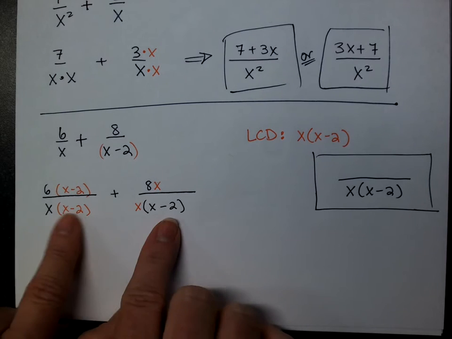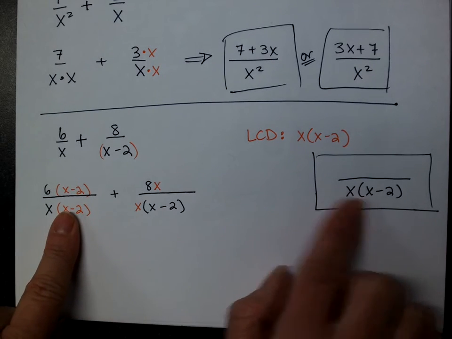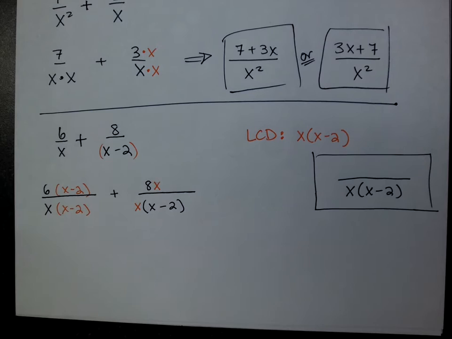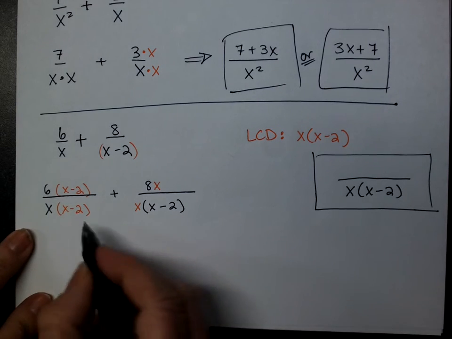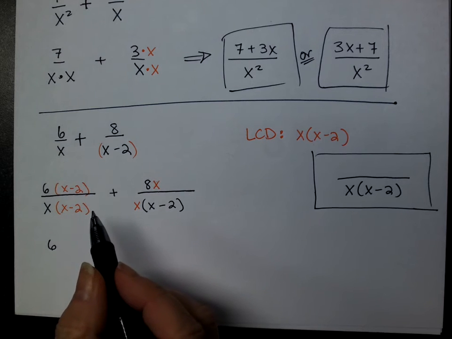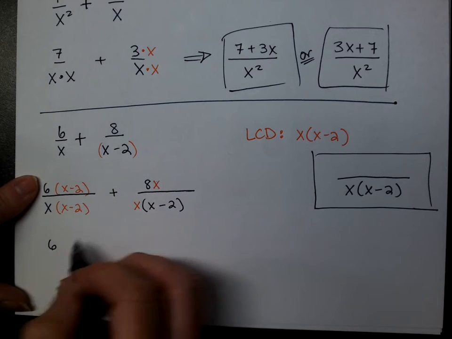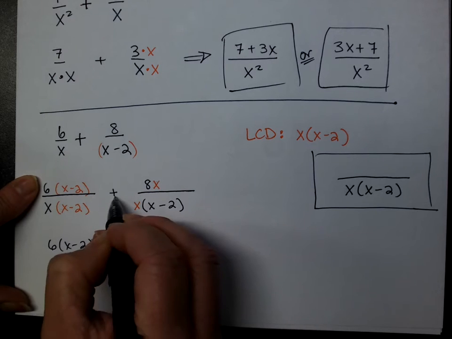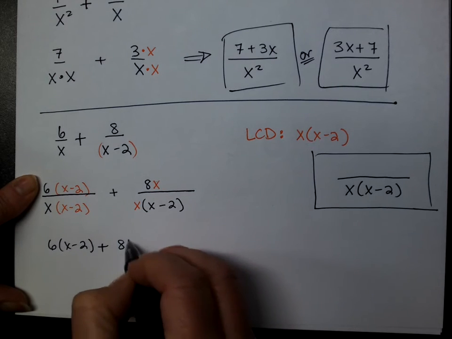Okay? I'm done with my denominator. It matches. I set it aside. I just have to add my numerators. So, since I set aside my denominator, I don't have to keep rewriting it. I just write my numerators. Just bring them down. Don't try and do this step mentally. Just write your numerator, 6 times x minus 2, plus 8x.